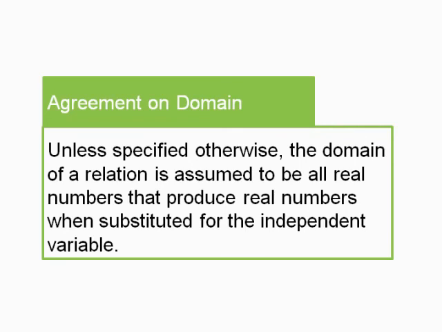And of course, the agreement we're going to make here is, unless specified otherwise, the domain of a relation is assumed to be all real numbers that produce real numbers when substituted for the independent variable, or x. So I hope we got a good review here on what is a relation, what defines a function, both graphically and using ordered pairs.